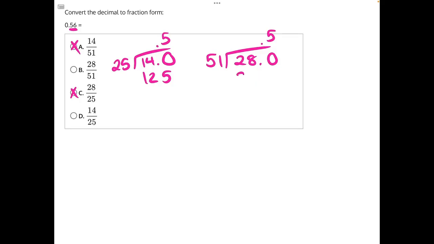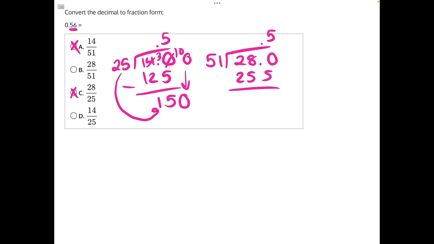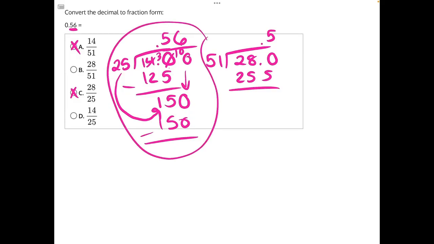Going to do the 25 problem first. When we subtract, we have to borrow. 10 minus 5 is 5. 3 minus 2 is 1. Add a 0, bring it down. And off the top of my head, I know that 25 can go into 150 exactly 6 times evenly with no remainder, meaning that this first option here, which is answer choice D, is going to be our correct answer because this fraction represents 0.56.